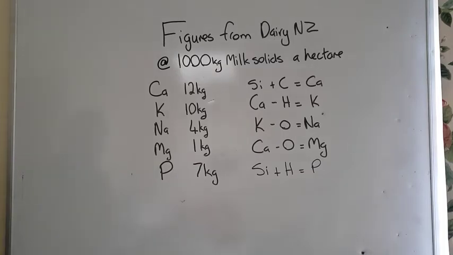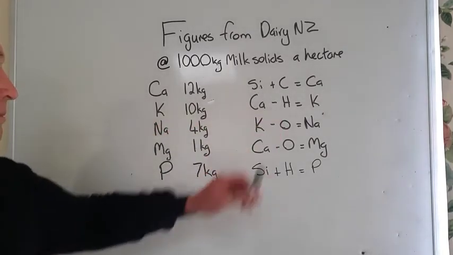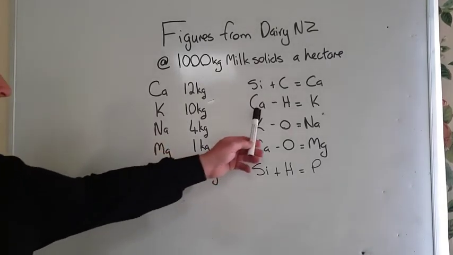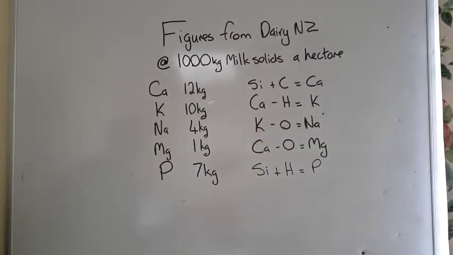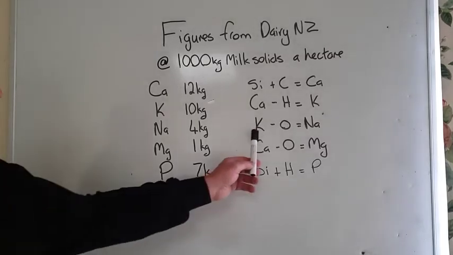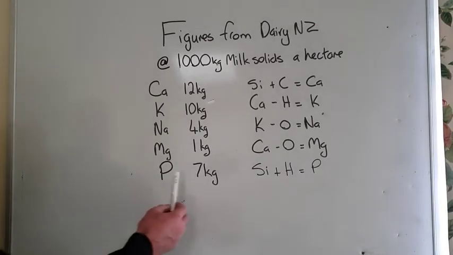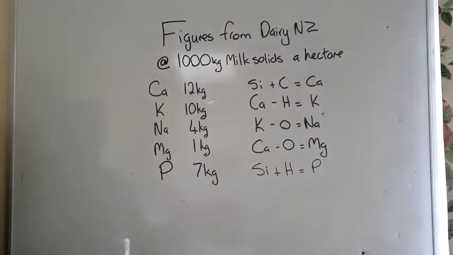For the calcium issue, we might have a lack of calcium, but if we've got plenty of silica and there's some carbon in the soil, that might create the calcium. And if we have lots of calcium, we have not enough potassium. Calcium minus hydrogen equals potassium. If we need a bit of sodium and there's plenty of potassium, we've got potassium minus oxygen equals sodium. And the same, magnesium: calcium plus oxygen equals magnesium. Calcium minus oxygen equals magnesium. And phosphorus: silica plus hydrogen equals phosphorus.